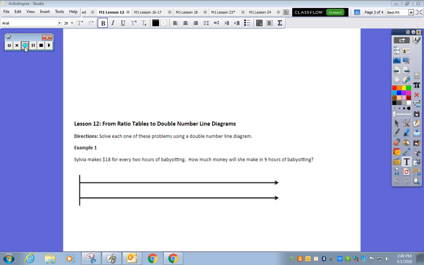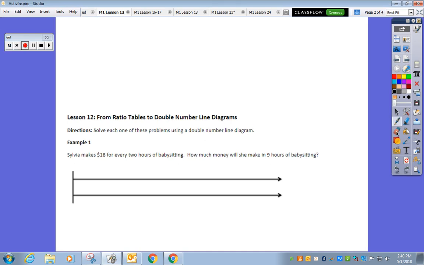So example 1 says Sylvia makes $18 for every 2 hours of babysitting. How much money will she make in 9 hours of babysitting? So the first thing to notice is we have this double number line set up. You'll notice that it starts right here with the line going down. This is typically where your 0 point is going to be for each number line.